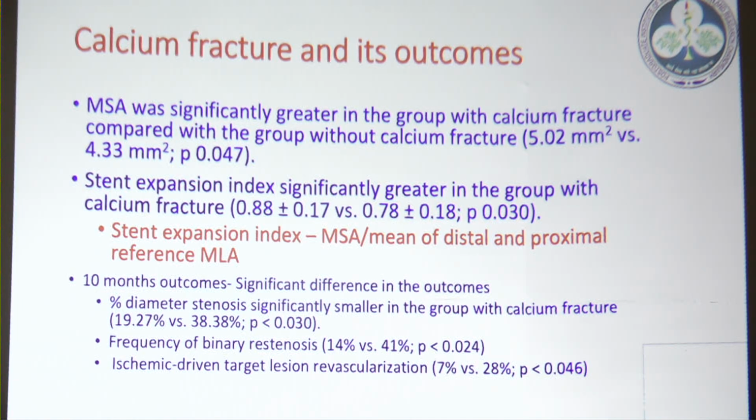So how is it going to make a difference? The calcium fracture after various ablative therapy. This is a particular study where the MSA was significantly improved in those who had a calcium fracture compared to those who didn't. The stent expansion index, which is basically MSA divided by the mean of the distal and proximal reference MLA, was also found to be favorable in those with calcium fracture. After the long-term 10-month outcome, there is a significant difference in the percentage diameter stenosis, frequency of binary restenosis, and ischemia-driven target lesion revascularization.